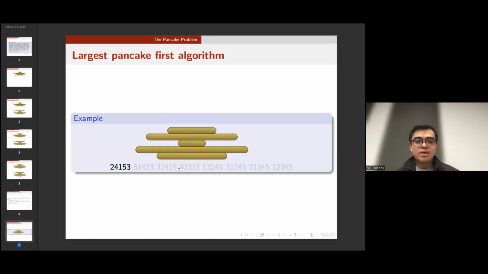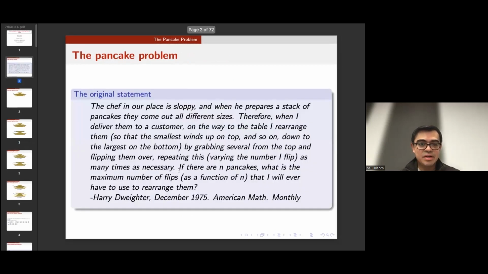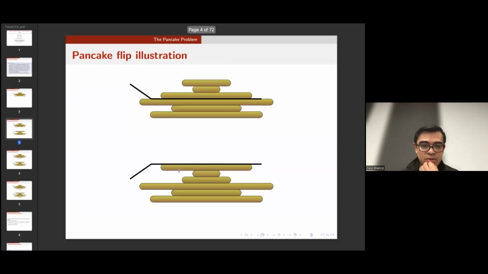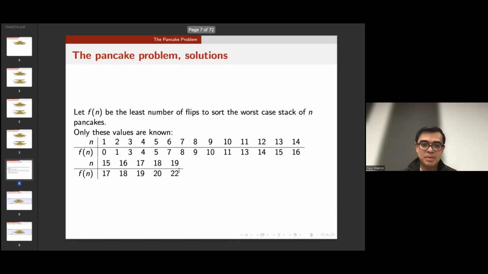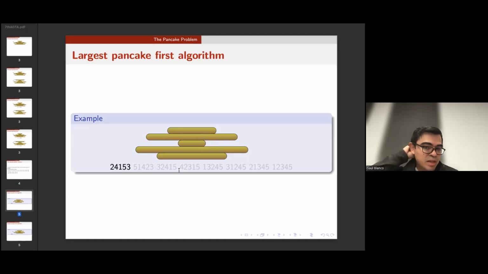So I can talk about ways of solving the problem. That was the original statement here. And then they provided one solution, which wasn't the most efficient solution. But anyway, the solution they provided was this one. One way of sorting the stack would be you go from top to bottom, look at the largest pancake that is out of order. Then you use one of your flips to put the pancake on top. And then you do another flip to put the pancake in its respective place, where it should be.